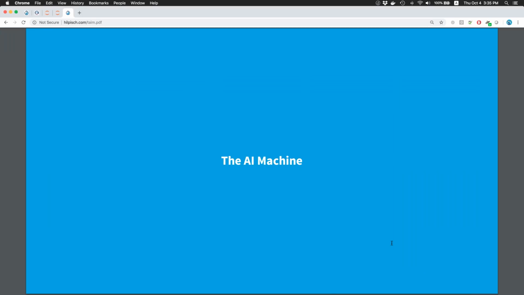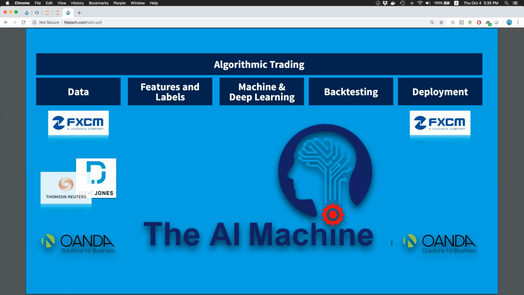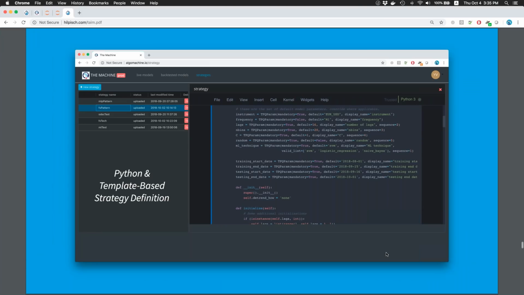And in that sense, the AI machine should help you and support you with all the different areas here, starting from the data, going over the features and labels, machine and deep learning, backtesting, and deployment. This is what the AI machine covers. So end-to-end integration, for example, with regard to the historical data that is available, but in particular also the integration with regard to order placement, managing of multiple trades per strategy, and doing a live audit and monitoring. So I don't want to spend too much time here, because this is just the basic message. You will see it in action when I have finished the next few slides, so that you see what is all behind the AI machine in this regard.